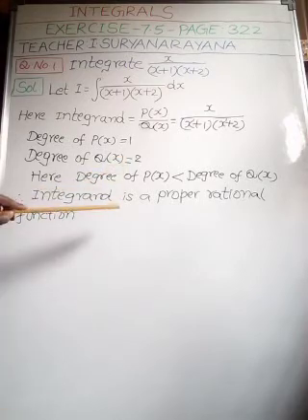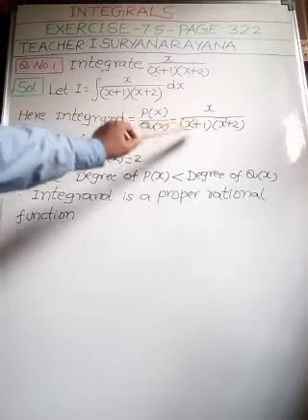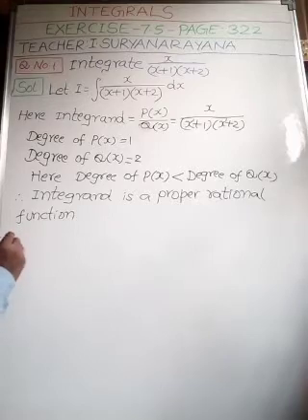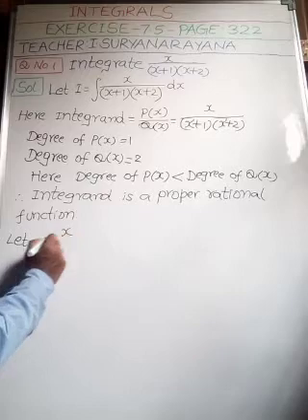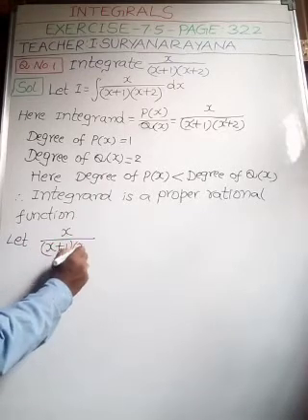Right. So, we confirmed here the given integrand is a proper rational function. Only for a proper rational function do we use the integration by partial fractions method. Okay, my children, right. Now let us take the integrand. What is the integrand here? X by (x plus 1) into (x plus 2).